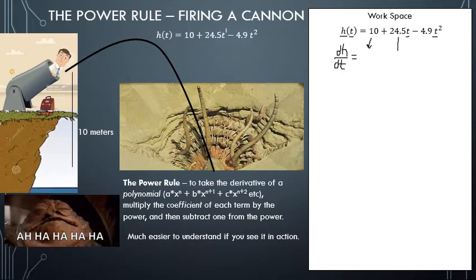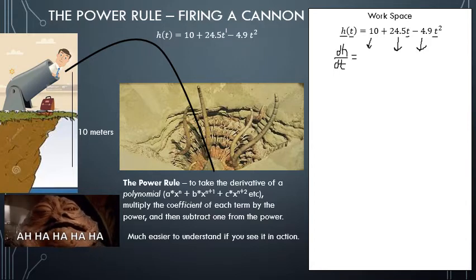So we're going to look at 10, then we're going to look at 24.5, then we're going to look at negative 4.9. Don't forget your negatives. So that's not 4.9, that's a negative 4.9. So 10, let's go backwards. Let's start with the negative 4.9 t squared, because the t to the 0 here, remember this is technically 10 times t to the 0, and that changes things. So let's start with the t squared term.